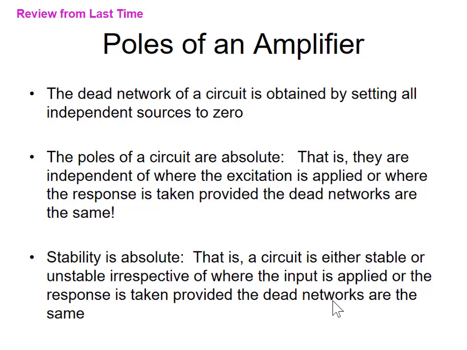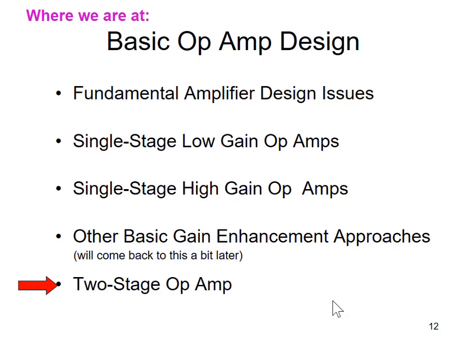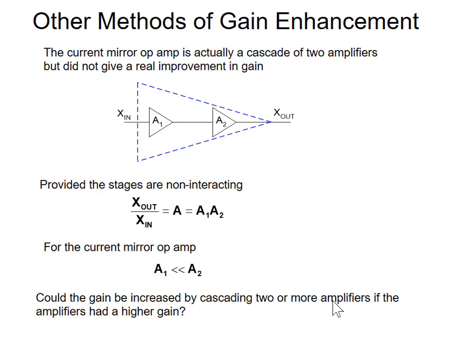Yeah. Okay. Let's talk about two-stage op amps. So the current mirror op amp we saw was a cascade of two amplifiers when we looked at it in an older perspective, and the gain was a product of the two. But for the current mirror op amp, A1 was much, much less than A2. The gain on the first stage was a common source amplifier driving a diode connected transistor. So that was a low gain stage, followed by a high gain stage.